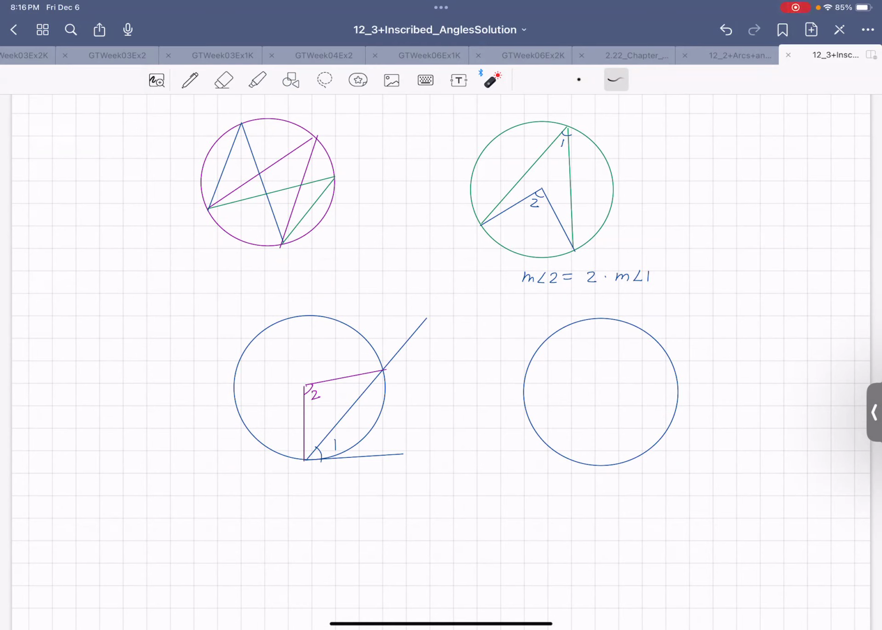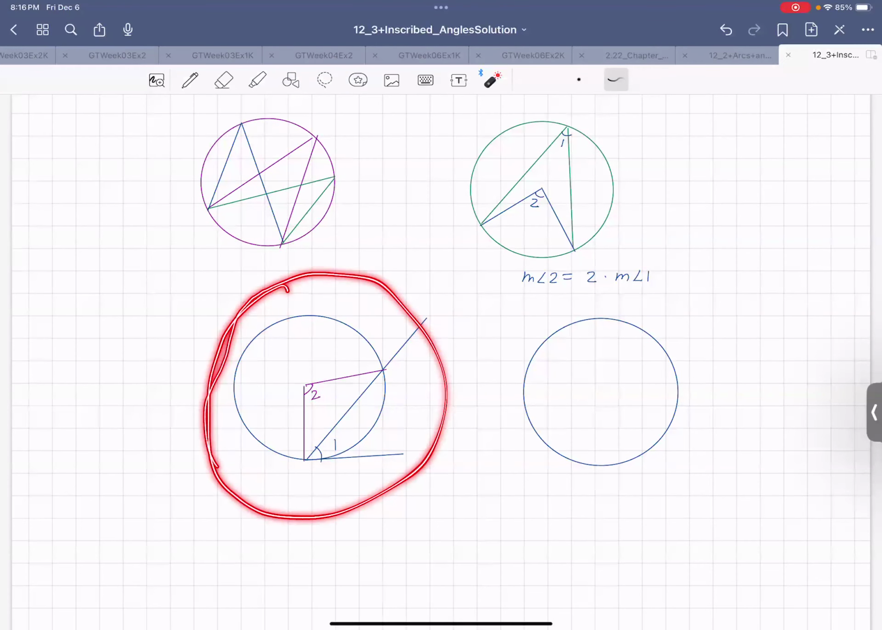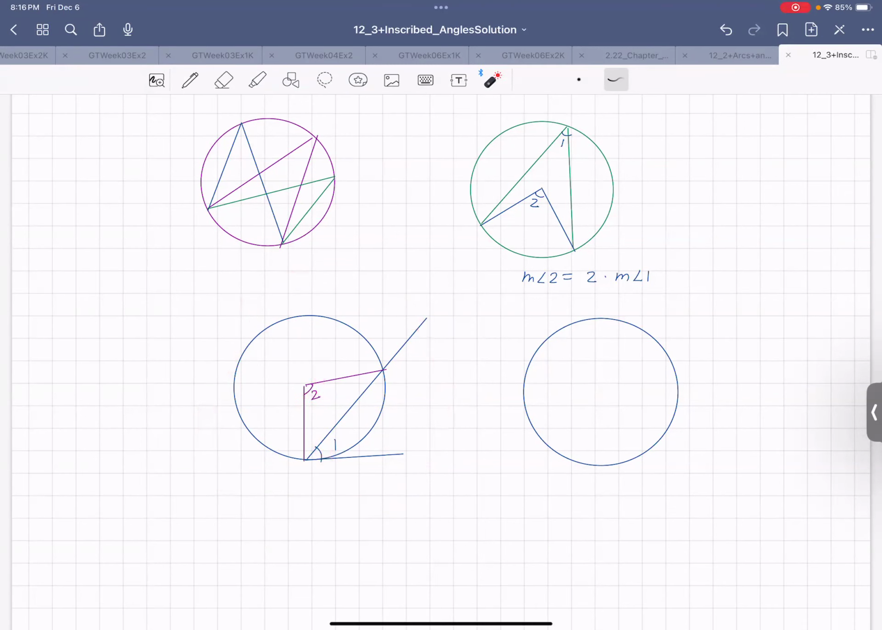Emma, go. What happened to here? Can you repeat that part? For this graph, what did we learn? For this graph, what do we know between angle 1 and angle 2? Sorry, could you repeat that? I didn't hear you.